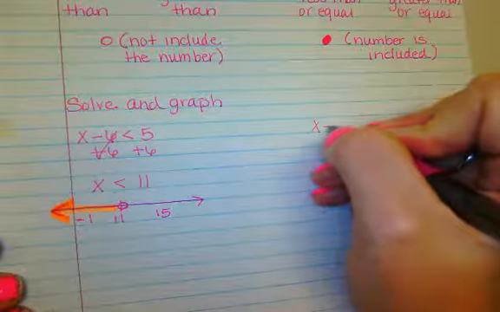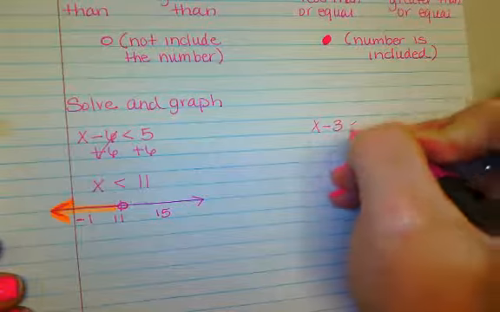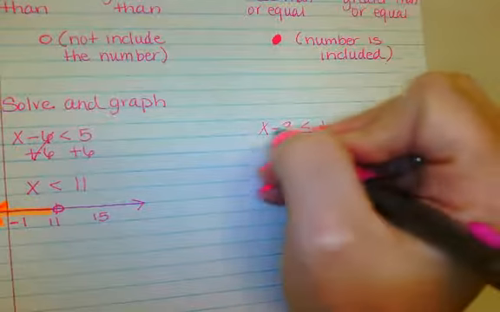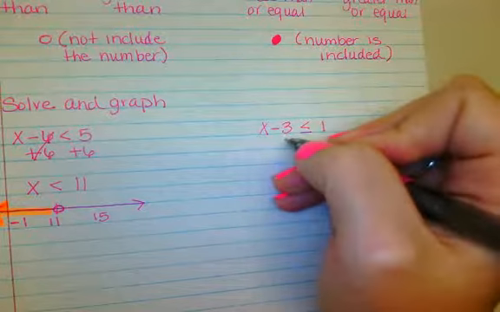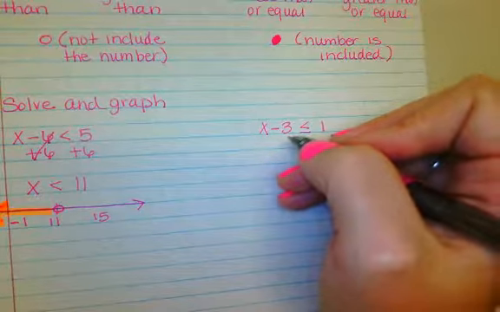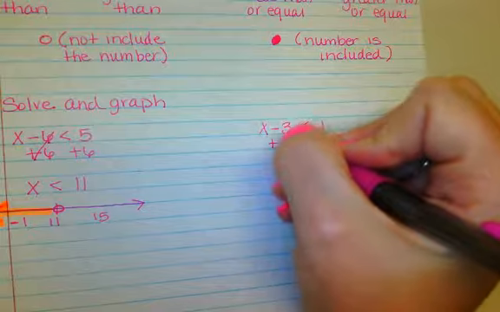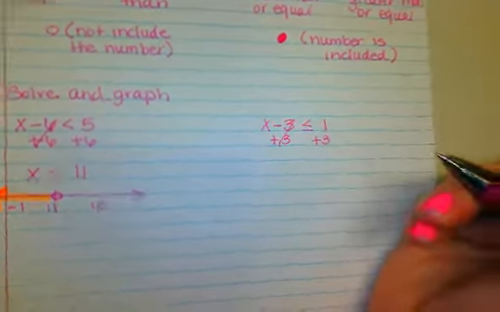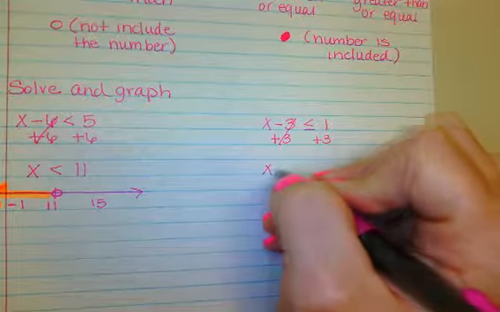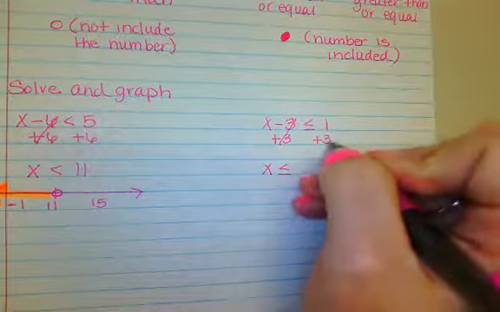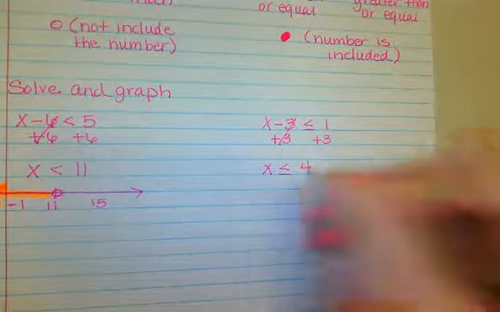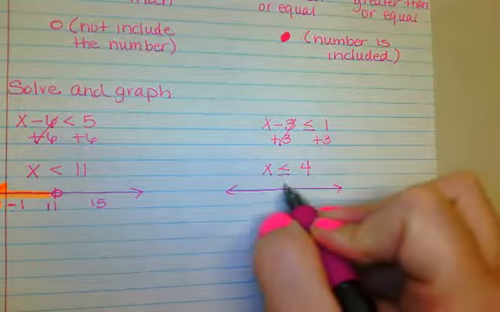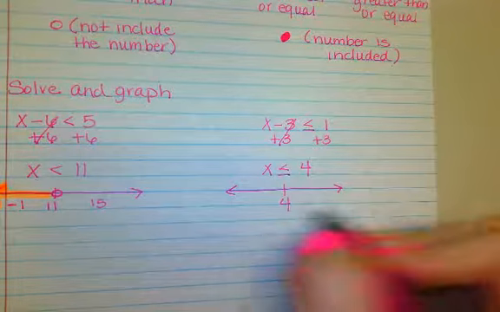Next we have x minus 3 is less than or equal to 1. Okay, well, we're going to do the inverse of minus 3, which would be plus 3. And what we do to one side, we do to the other. These cancel because they're zero pairs. So now we have x is less than or equal to 1 plus 3, which is 4. Again, draw our little line, put 4.